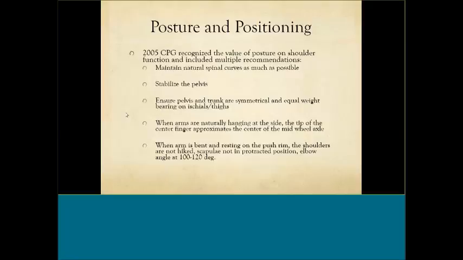Ensuring that the pelvis and trunk are symmetric and equally weighted. Some of this is trying to move away from, say, a Roho cushion if you don't have skin problems, and trying to get more to that stability instead of the mobility that's happening below you. When your arms are naturally hanging, and I wait for everyone to kind of drop their arms, the axis of the wheel should be at the tip of the center of the finger, approximately mid-wheel axis. So you should be right there, comfortably resting there.